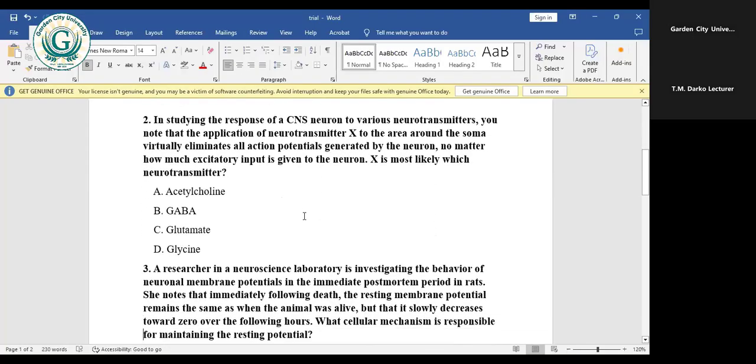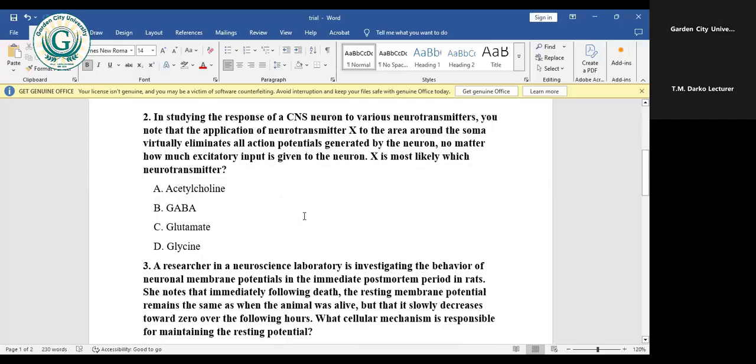Josephine Kuma, can you read the second question? Question 2. In studying the response of a CNS neuron to various neurotransmitters, you note that the application of neurotransmitter X to the area around the soma virtually eliminates all action potentials generated by the neuron. No matter how much excitatory input is given to the neuron, X is most likely which neurotransmitter?